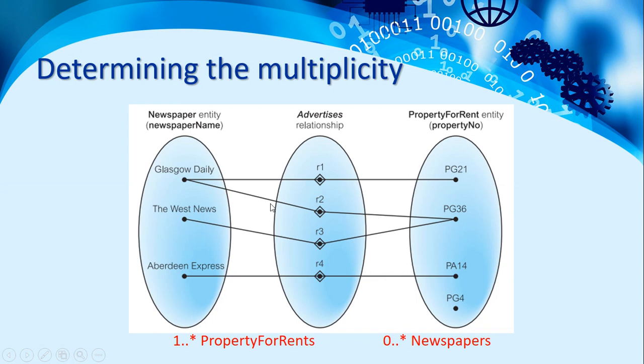As you notice, a newspaper can advertise many properties for rent. At the same time, these properties for rent are also being advertised by 0 or many newspapers. So both sides have a maximum of many relationships. So this is definitely a many-to-many relationship.